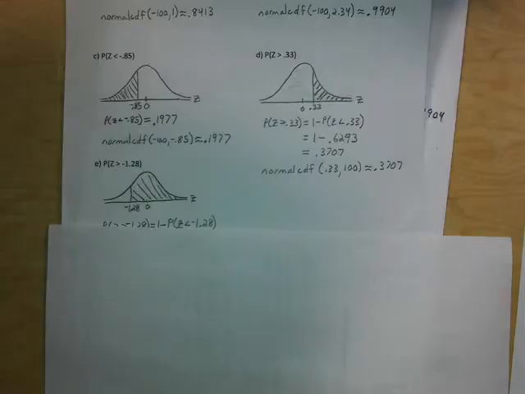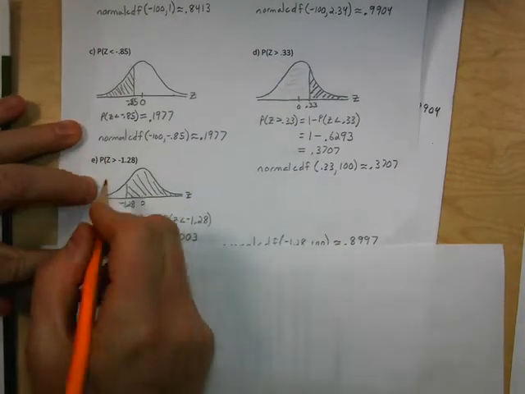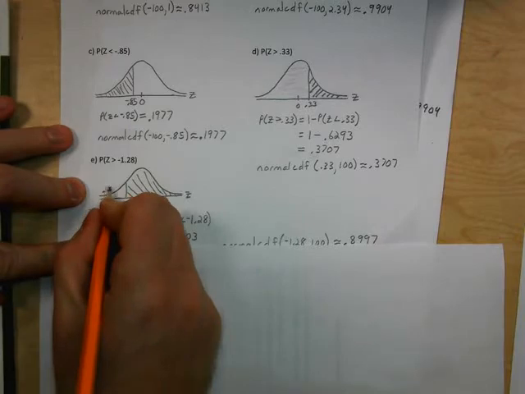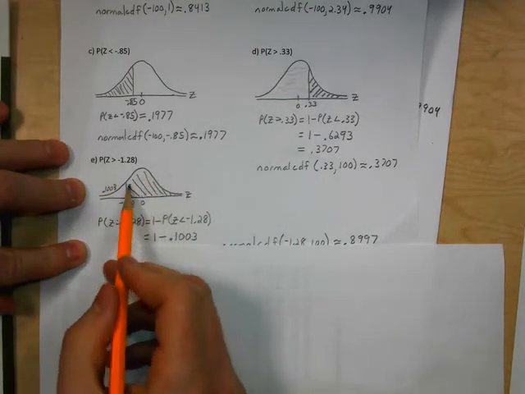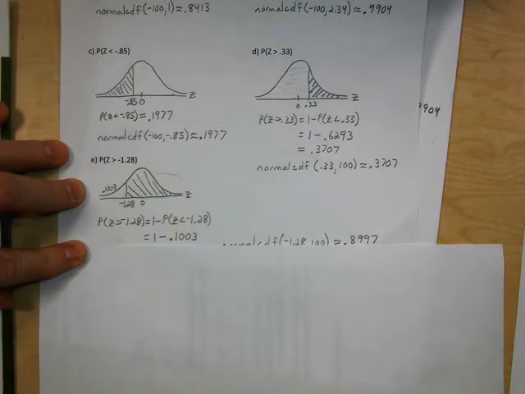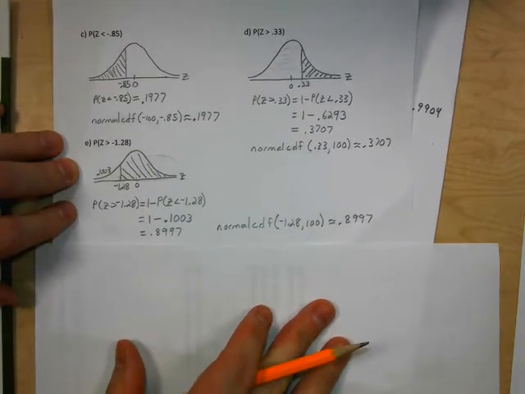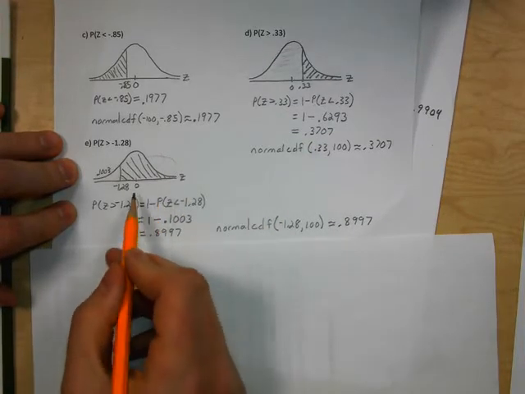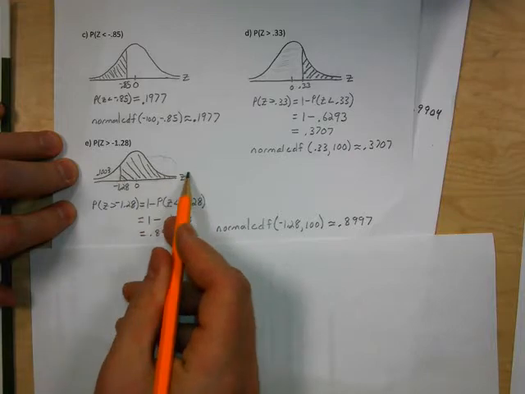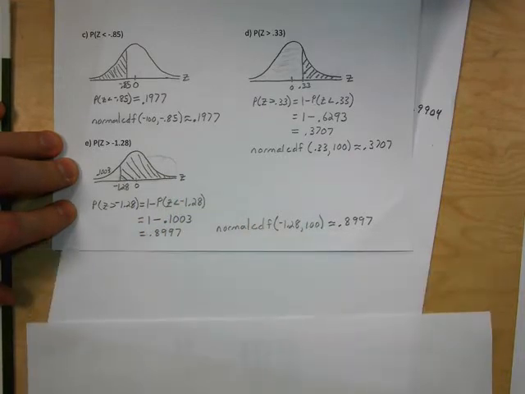So the area to the left, this area here, is 0.1003, so we want to subtract that from 1 to get the area to the right of negative 1.28. When we do that, we get 0.8997. And then again, normal CDF, the left z-score negative 1.28, and then going to the right, we'll go to positive 100 and get the same answer.